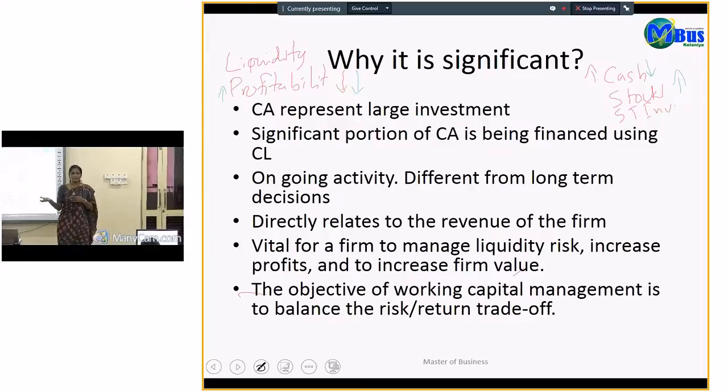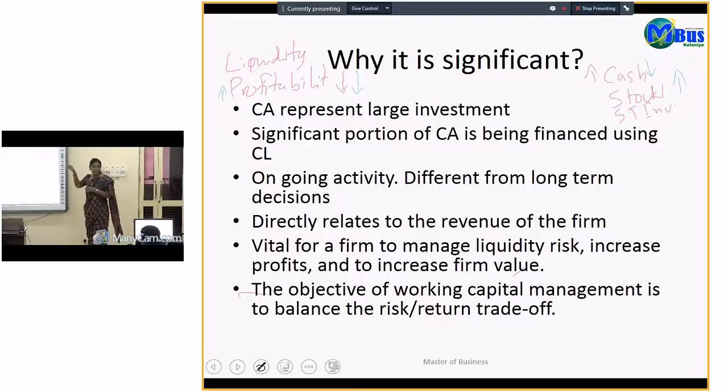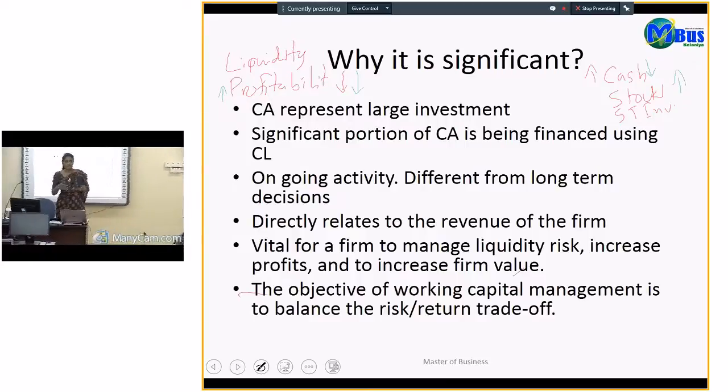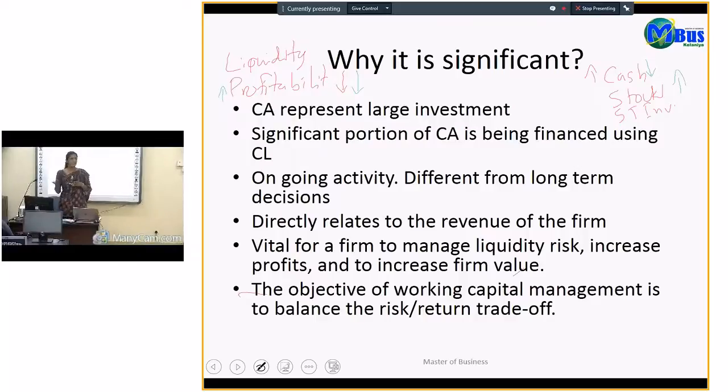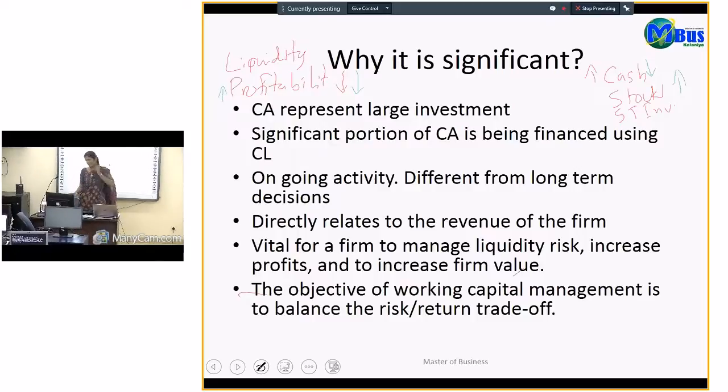Excess working capital means you have locked too much money in your current assets. That is also dangerous for the firm. So there are consequences of inadequate working capital and excess working capital. Inadequate working capital means the company will be losing its reputation. It will damage their goodwill. The people will lose the trust they had in the company if they have not enough working capital to run the business smoothly.